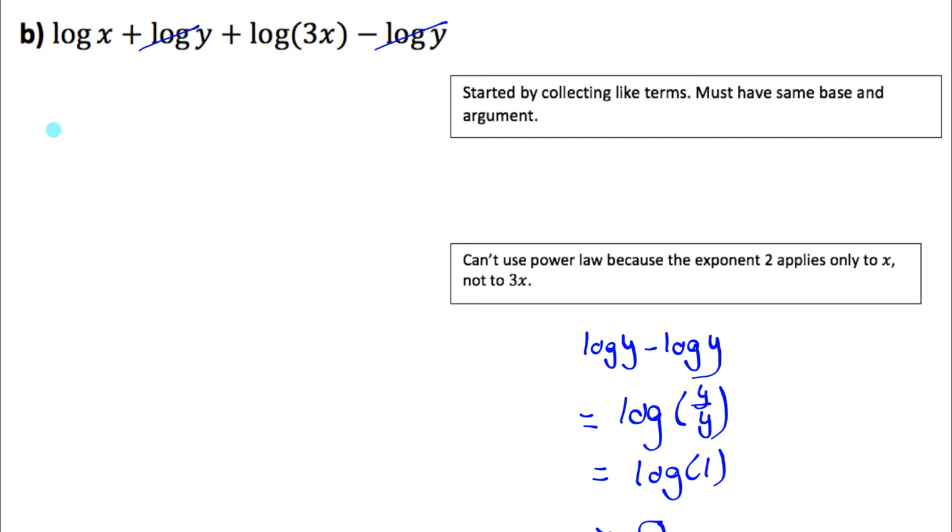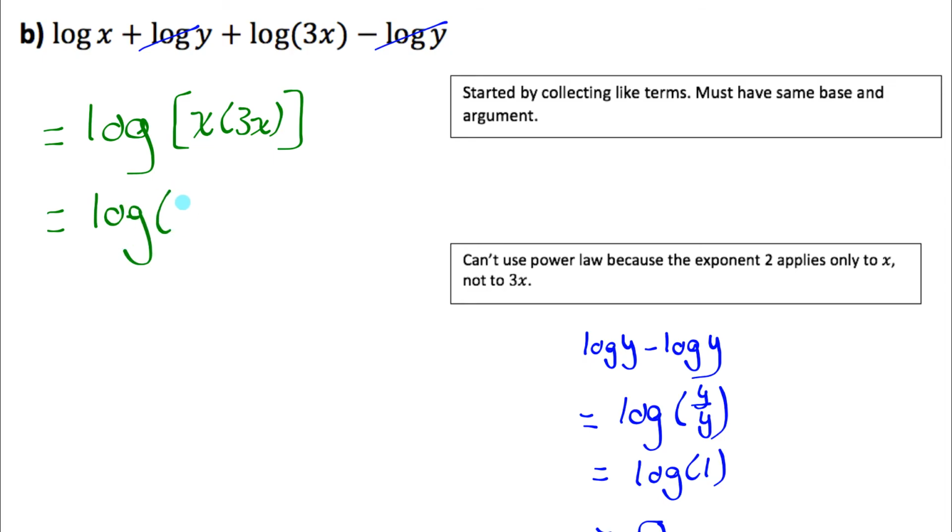They do have the same base though, so I could use the product rule to write them as a single log, keeping the same base and multiplying the arguments. So I need to do x times 3x, and that would be 3x squared. And that's as simple as I can make this.